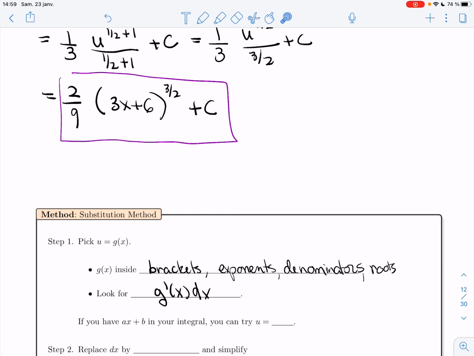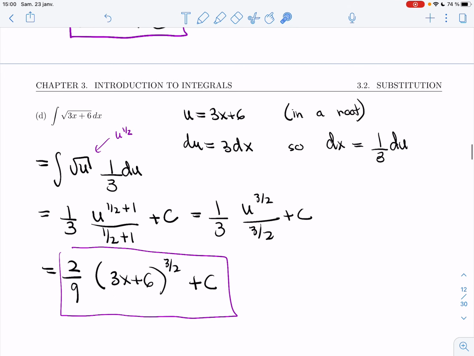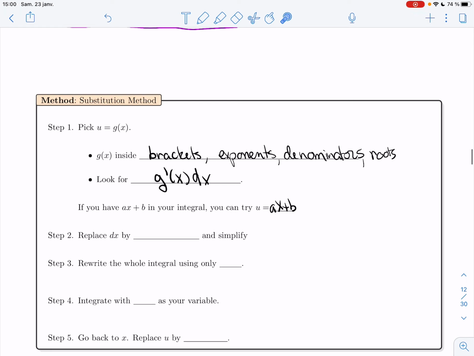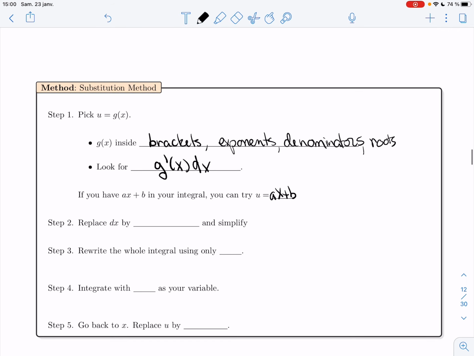The last example taught us that if you have ax plus b somewhere in your integral, you can try ax plus b for your u. It's going to work out. I'm not sure it's the right thing to do. It depends on how it simplifies your integral, but it's going to work out because the derivative is so simple. All right, then you replace dx by 1 over g prime of x du and simplify.